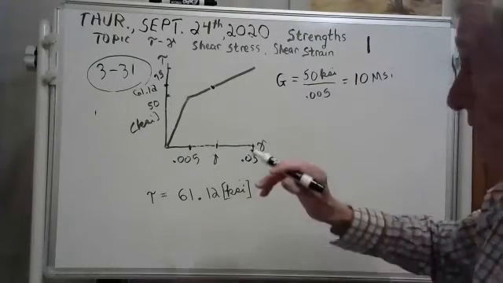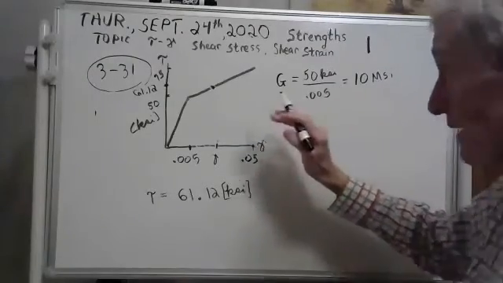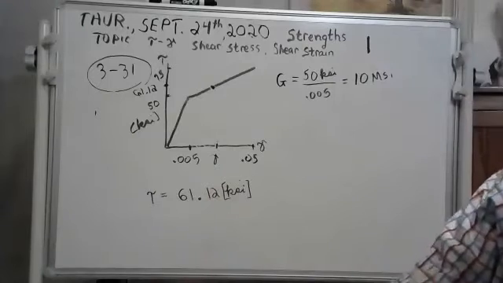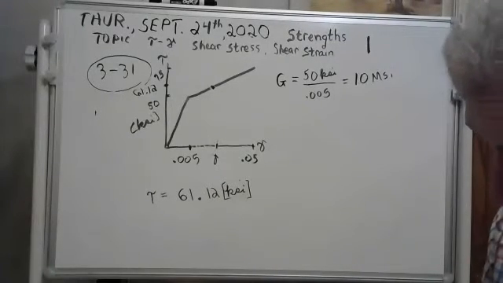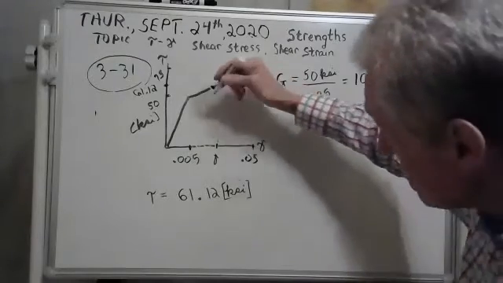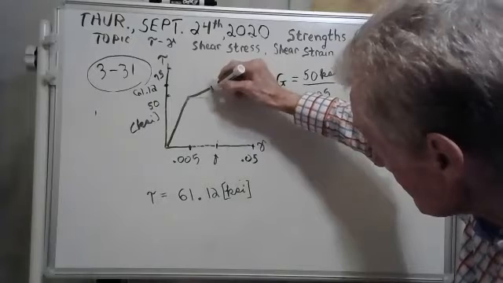Okay, now here we go. I don't know if we needed to do that, but that was fun. What we're going to do now is figure out what this strain is while the load's on there. And here's my plan. You see this little triangle right here? I'm putting it in green.